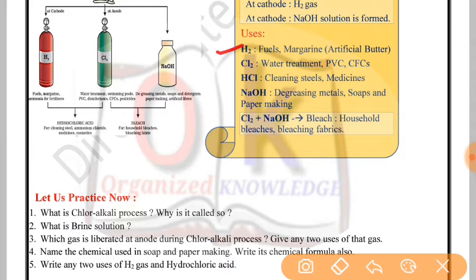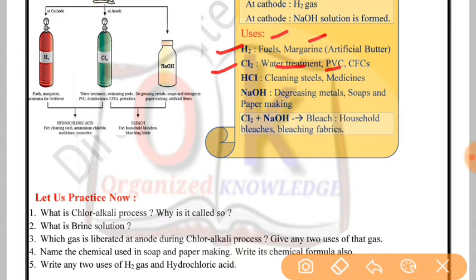Hydrogen gas is obtained at the cathode, and this gas is very flammable, and it is used as a fuel. We can also use hydrogen gas in the form of margarine. Margarine is artificial butter. And again, what are the uses of chlorine? It is used in water treatment.